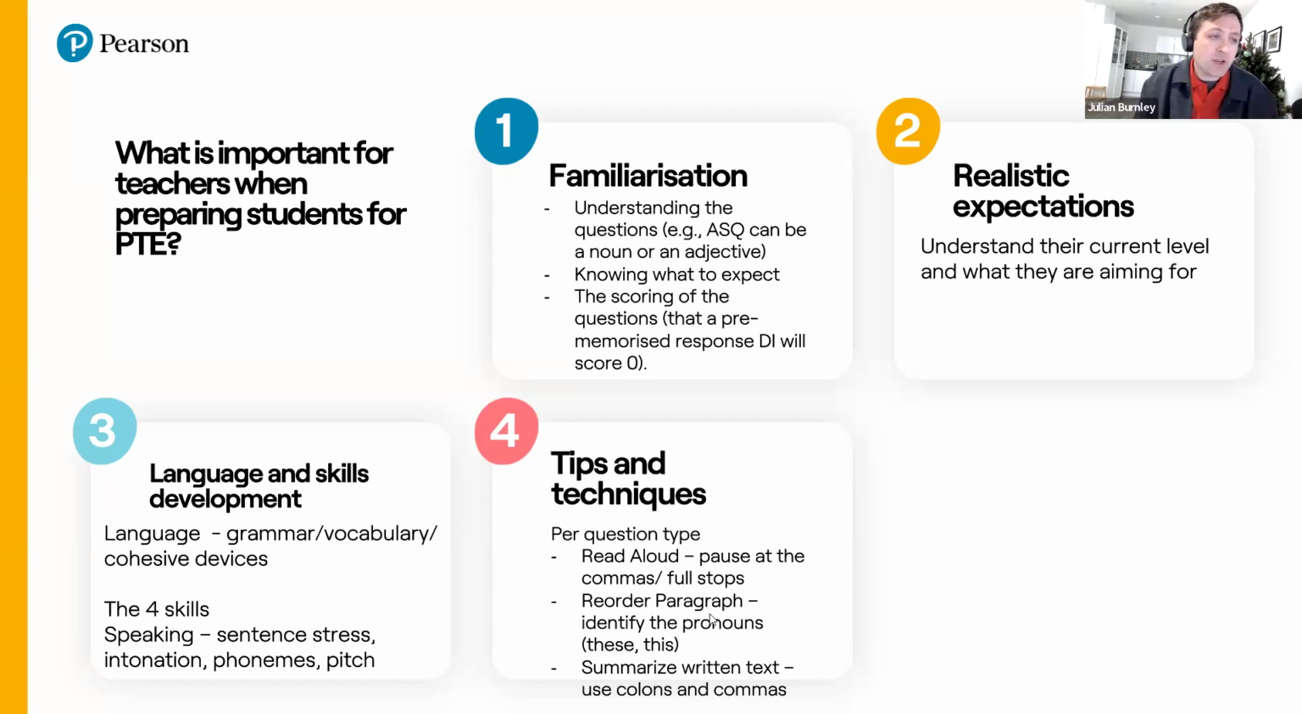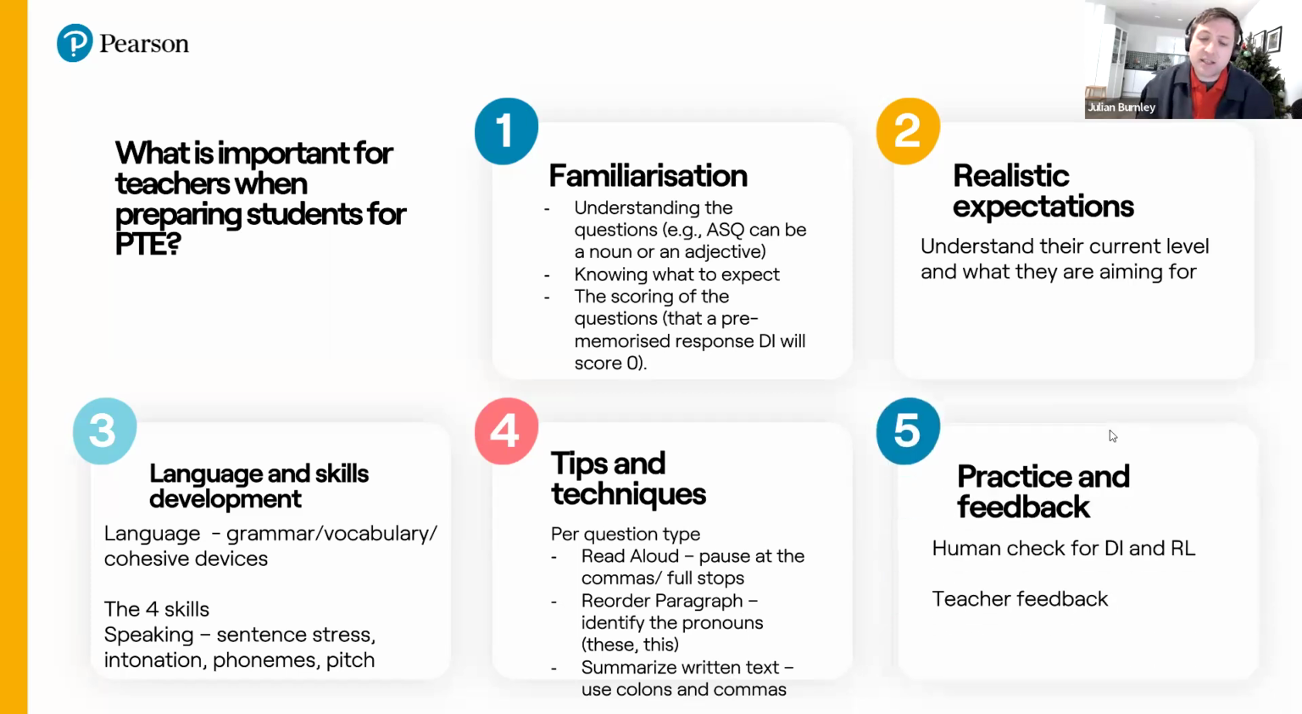For reorder paragraph, a tip could be to try to identify the pronouns, things like these and this, and the determiners, because that will help your student with identifying the topic sentence for reorder paragraph and then which paragraphs follow. If it starts with these as a paragraph, it's unlikely to be the first paragraph. These are all important tips that you can get across. And then things like summarize written text and summarize spoken text. You can use commas, you can use colons, which can help your test taker to summarize the information in a concise way. And then finally, practice and feedback.